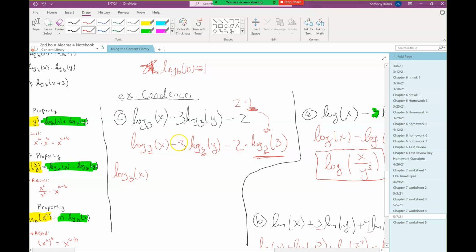Yep. So we're going to do a power property. When I do my power property, should I write this as minus log base 3 of y to the positive third? Or should I write it as plus log base 3 y to the negative third? Should the negative sign go with the exponent or should it stay there?